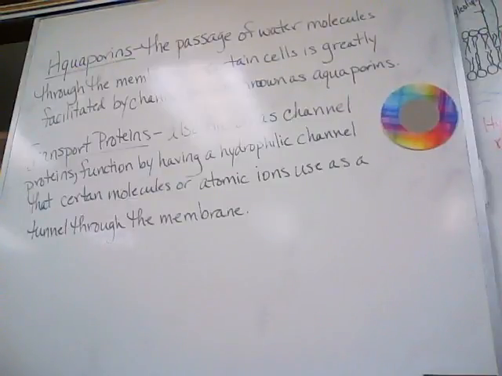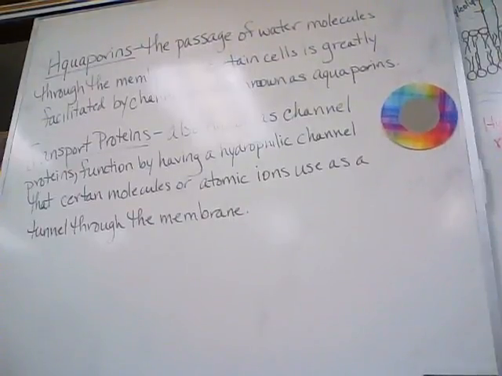Cell membranes are permeable to specific ions and a variety of polar molecules. These hydrophilic substances can avoid contact with the lipid bilayer by passing through transport proteins that span the membrane. Some transport proteins, called channel proteins, function by having a hydrophilic channel that certain molecules or atomic ions use as a tunnel through the membrane.